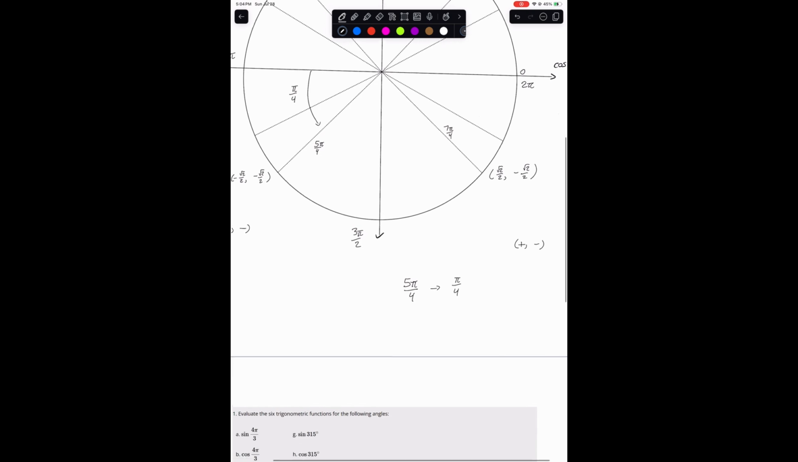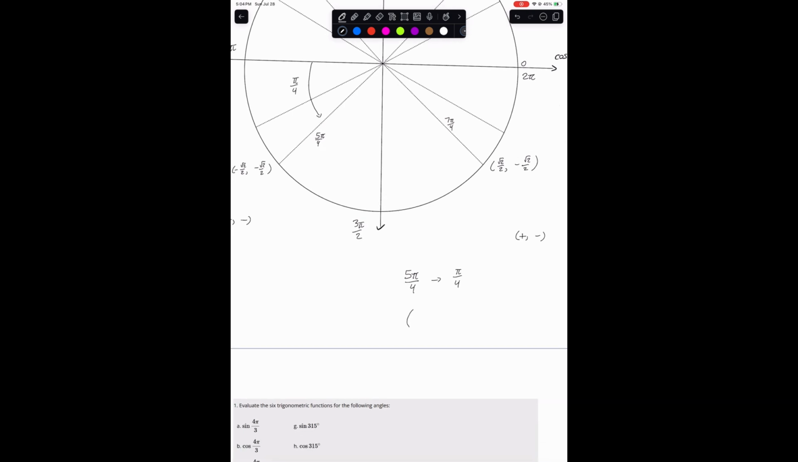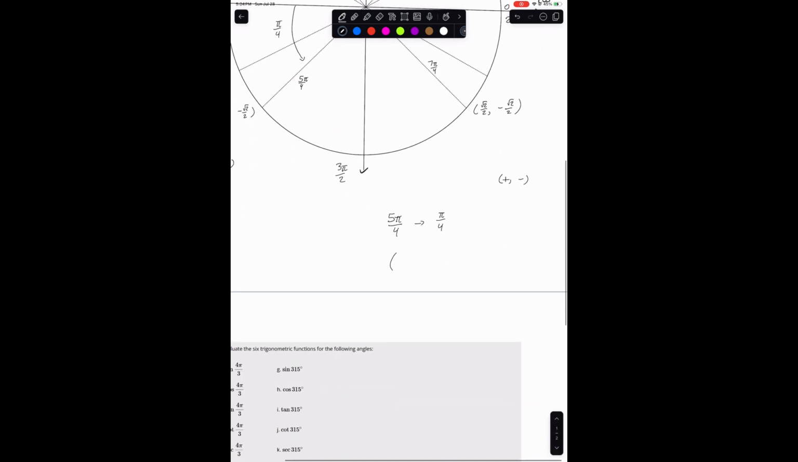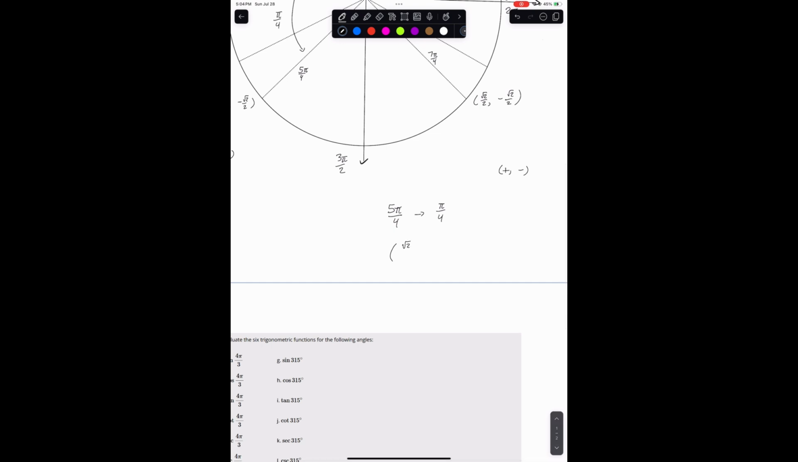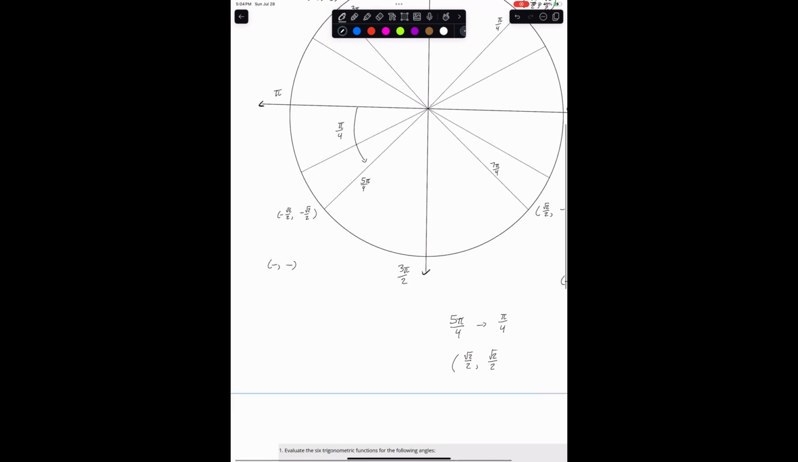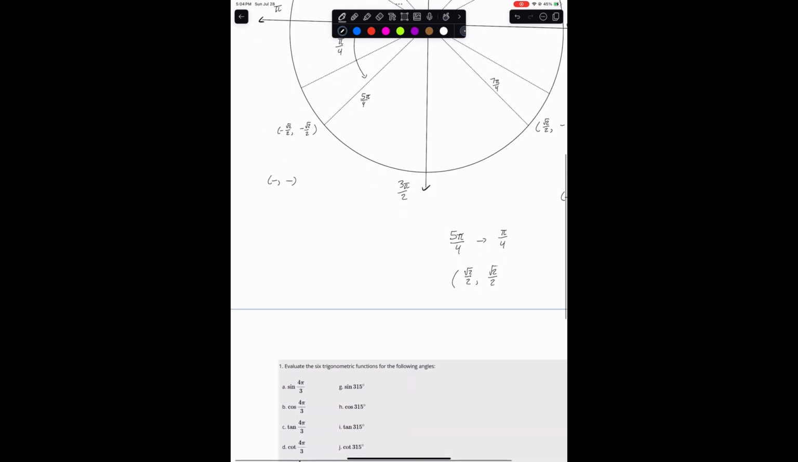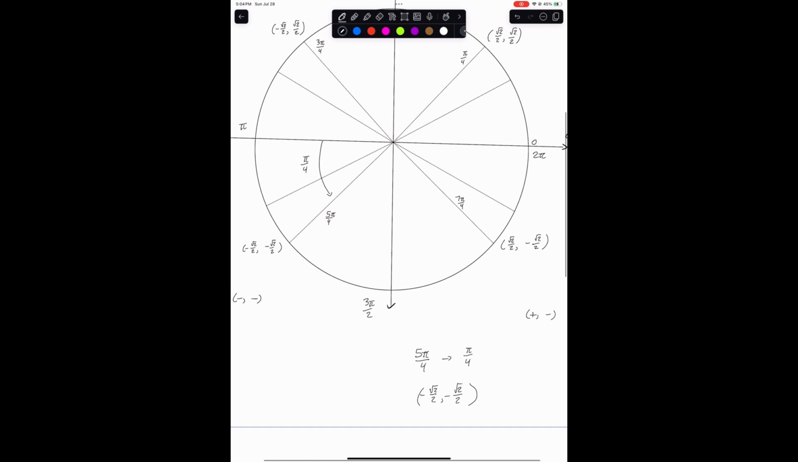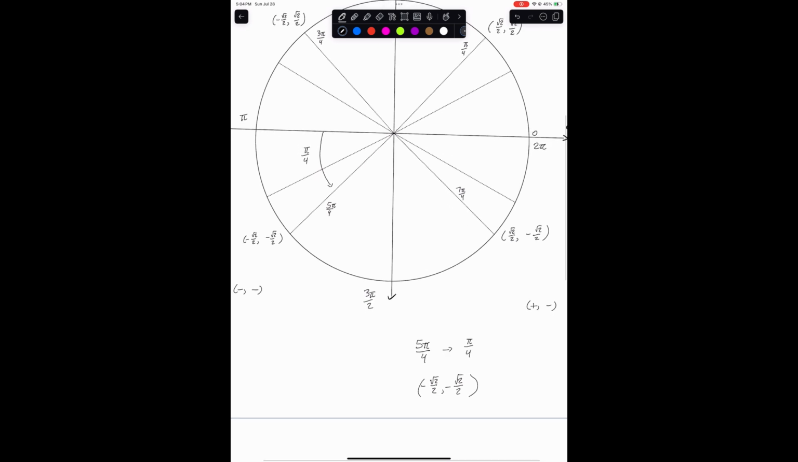And we know that we will use the values that pi over 4 has. So root 2 over 2, root 2 over 2. And now we just have to look at what region are we in? What quadrant are we in? We're in the third quadrant, so it's double negative. Okay? That's a reference angle. It's just the angle from the smallest angle, the x-axis, to your line.